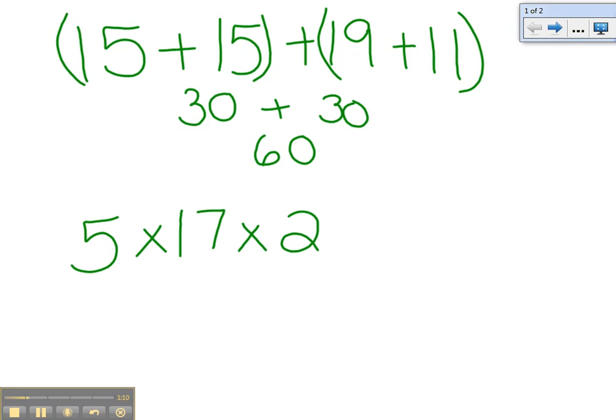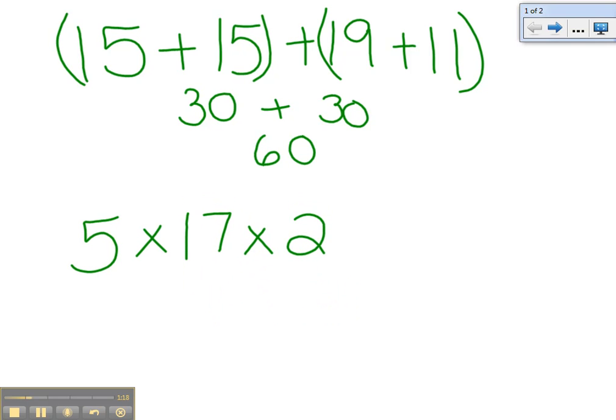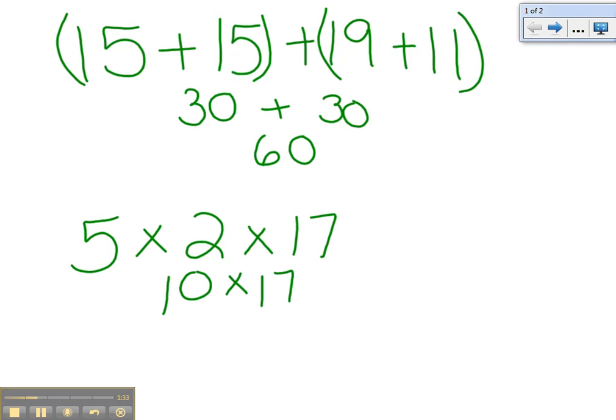I can do the same thing in multiplication. 5 times 17 is really hard to do in your head. However, if I have this problem, I can switch those two around, so I can make this 5 times 2 times 17. You're able to switch the order when you add or when you multiply. 5 times 2 I know is 10. I can do 10 times 17 in my head because 1 times 17 is 17. Then I'm going to add this 0 back behind it. So I get 170. Again, the commutative property allows me to change order, and the associative property lets me group together what I want to multiply.